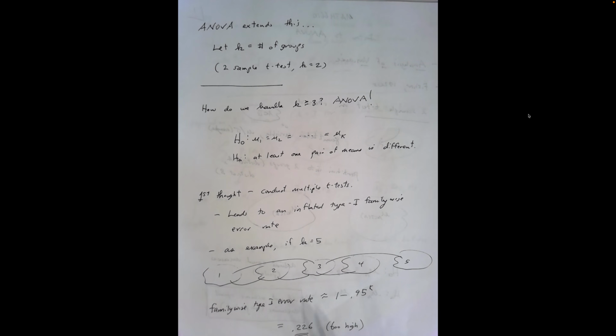We want to control that. We want to keep our type 1 error rate at 0.05, which is our alpha level. We don't want to allow in statistics an inflated type 1 error rate. So what happens when we encounter this? Well, as I say there, Fisher to the rescue.